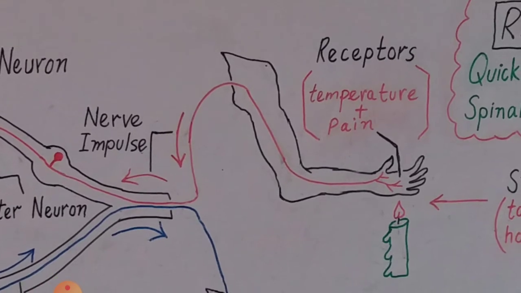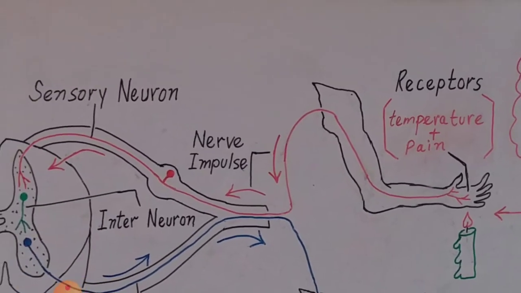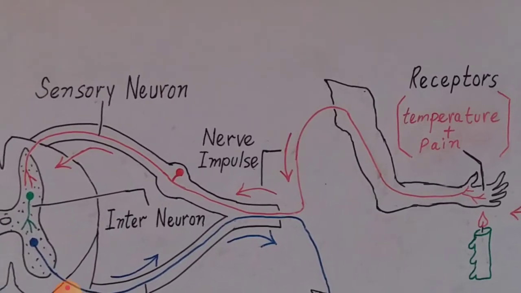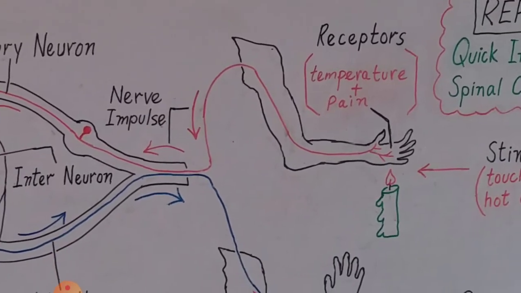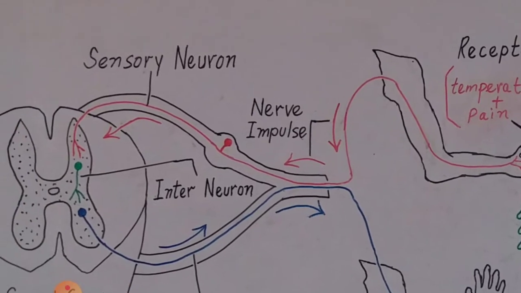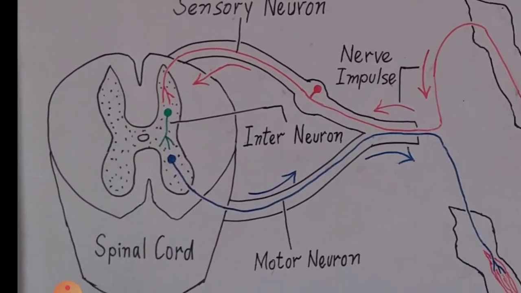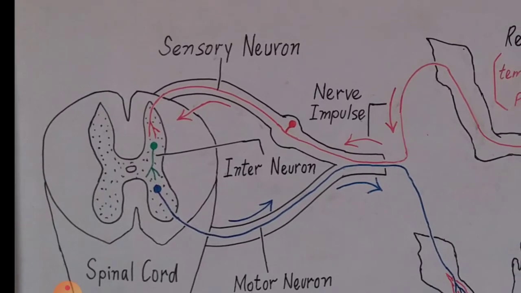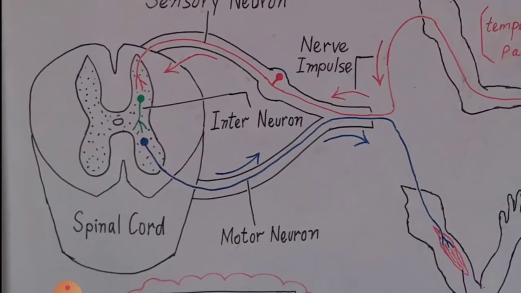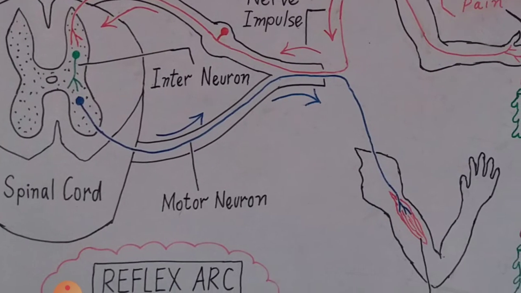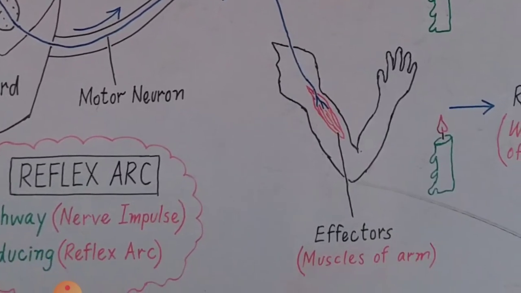produces a nerve impulse in the sensory neuron. A nerve impulse is produced in the sensory neuron against this stimulus, that is touching a hot object, and this nerve impulse is carried by the sensory neuron to the interneuron of the spinal cord. The interneuron of the spinal cord passes this nerve impulse to the motor neuron, and the motor neuron takes this nerve impulse to the muscles of the arm.